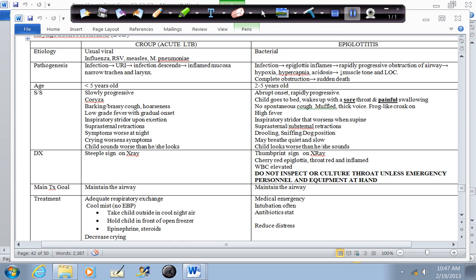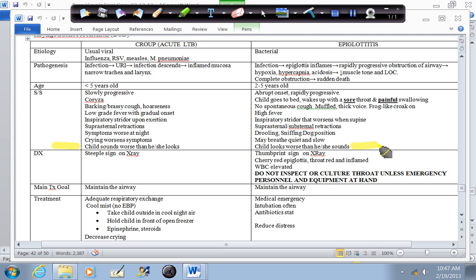And what's very distinctive between these two, and this is a very important thing to remember, the child with croup sounds worse than he or she looks. They sound horrible with that cough and the stridor, and it's very frightening to families. The child with epiglottitis, on the other hand, looks worse than they sound. They don't sound too bad. They're in much more critical shape than the child with croup, because they could die at any time.